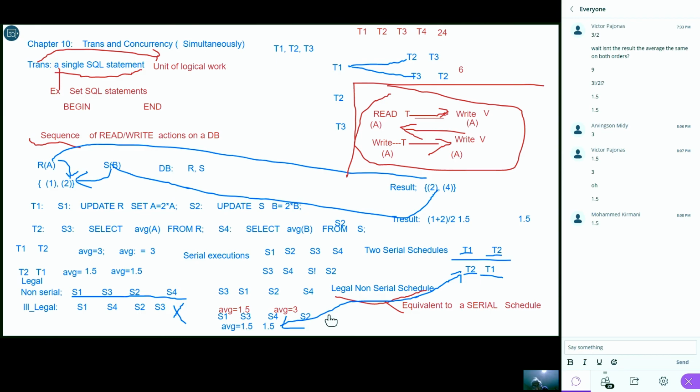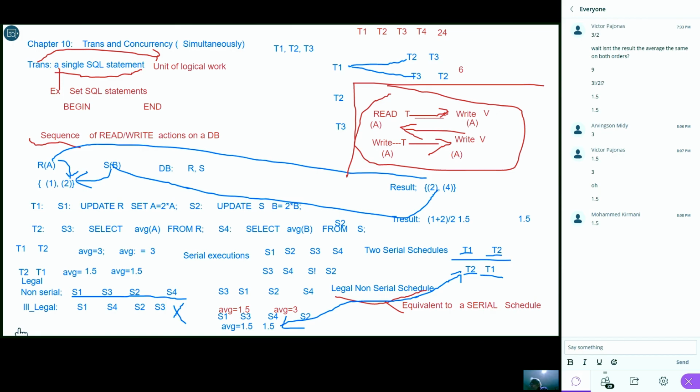So this is what we are looking for. Those non-serial schedules which are equivalent to some serial schedule execution, the system will let them through because they are called valid schedules. If a set of transactions execute concurrently, we say that the non-serial schedule is correct if it produces the same result as some serial schedule. So this will be correct.